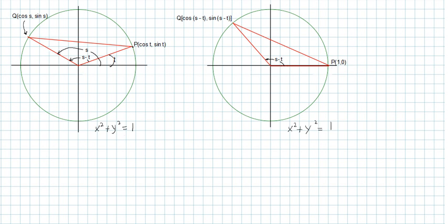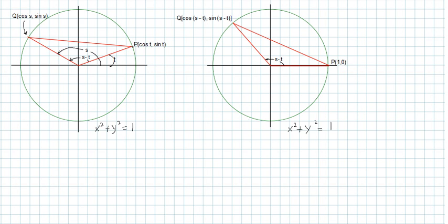Okay, let's make sure you understand what's going on. Now we're going to start the proof. We're going to use the distance formula to create the proof. The distance formula is the square root of x2 minus x1 squared plus y2 minus y1 squared. All right, so we're going to use that. And like I said, on the unit circle, x is a cosine and y is a sine.